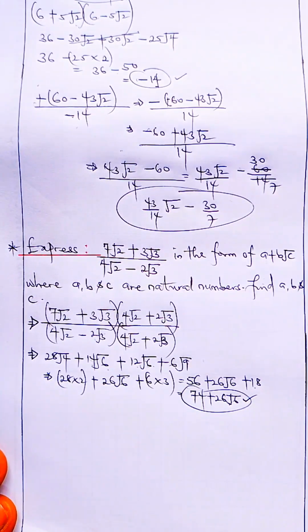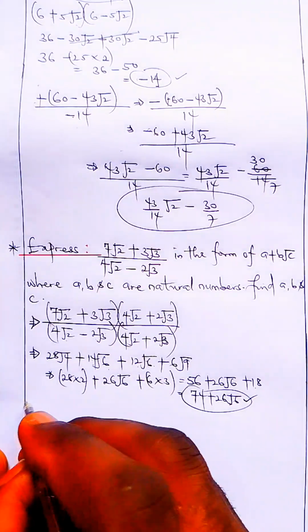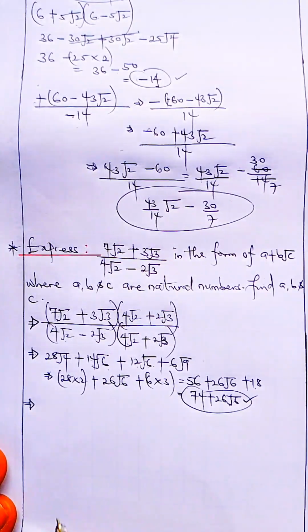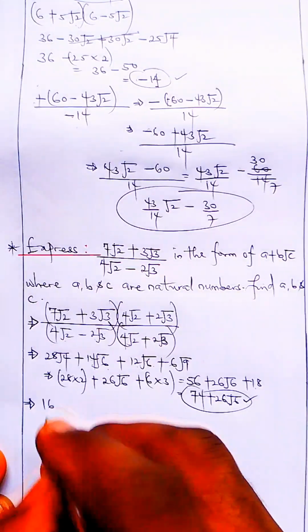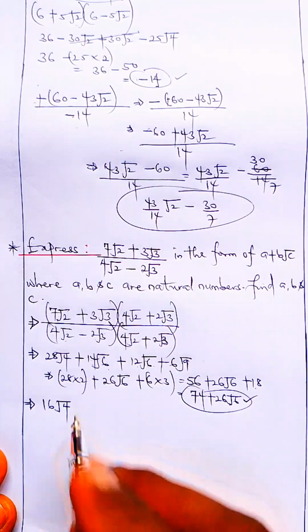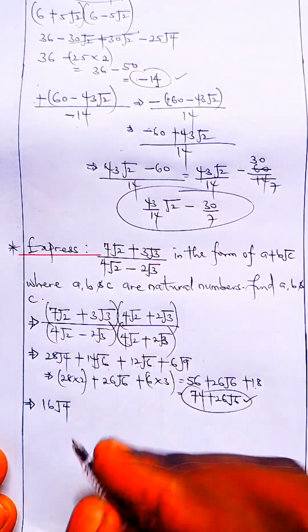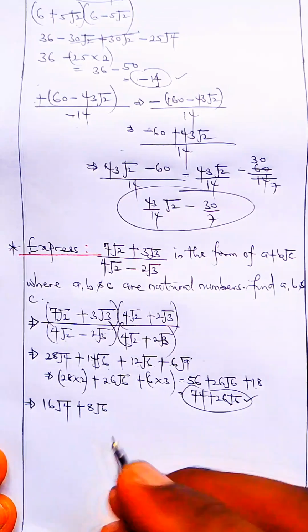So the next thing we're going to do now is to expand the denominator. That's the next phase. Let's expand the denominator. So 4 root 2 times 4 root 2, 4 times 4 is 16. So 16, root 2 times root 2 is root 4. 4 root 2 times 2 root 3, that's plus. 4 times 2 is 8. Root 2 times root 3 is root 6.